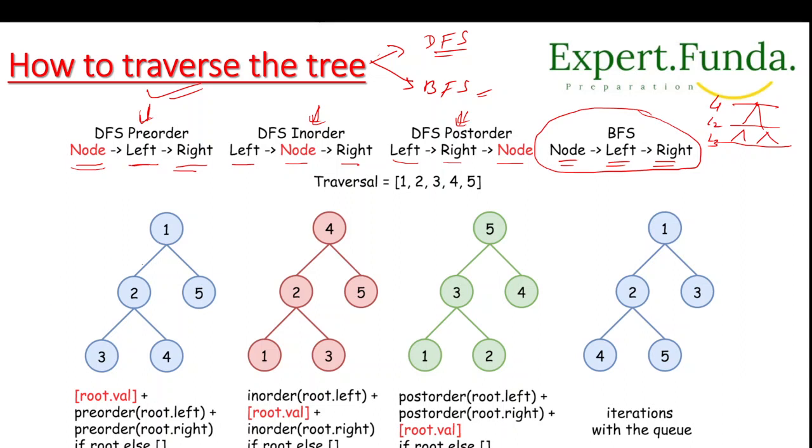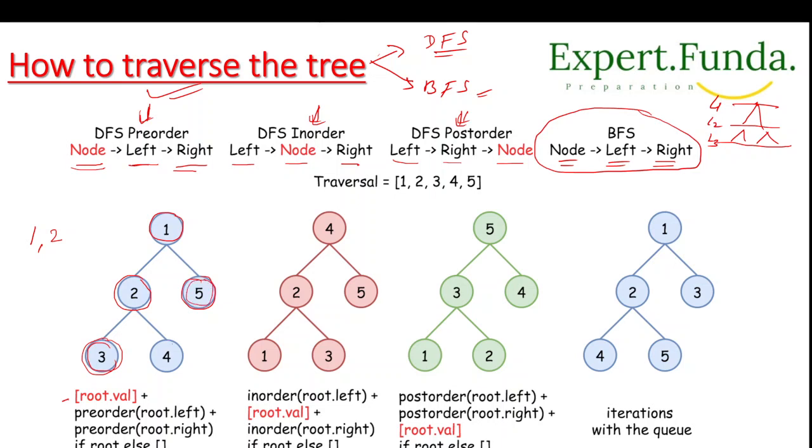If we talk about pre-order, this is our root node, right. First of all we'll go to root.val, then we'll take the pre-order of the left subtree, then the pre-order of the right subtree. So first we visit 1, right? Then we go to the pre-order of this one, so we get 2, and then again we take the pre-order of this one and this one too, right? If we take the pre-order of this one, it will go to 3, then it will go to 5, right?